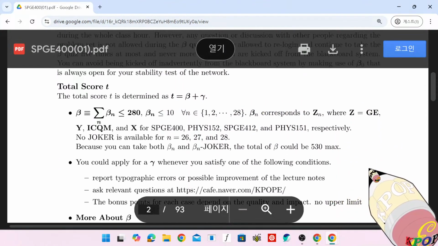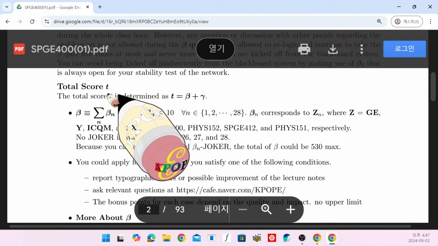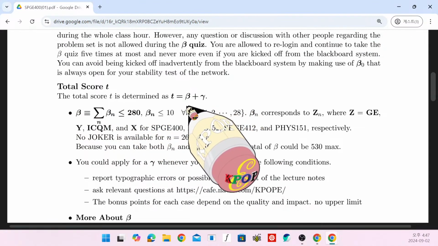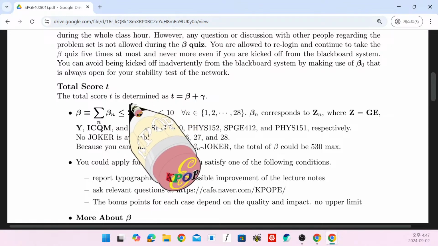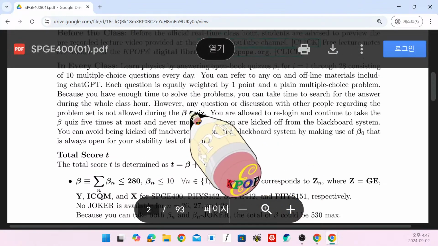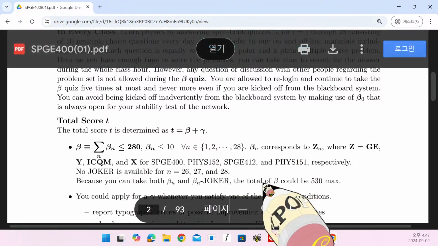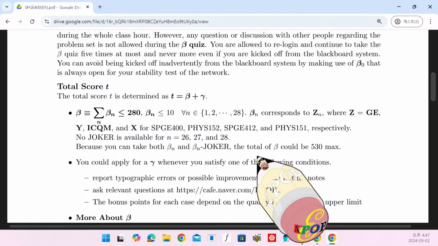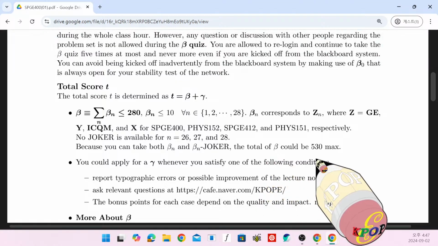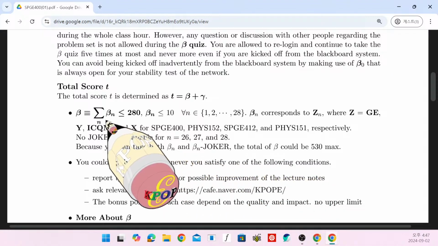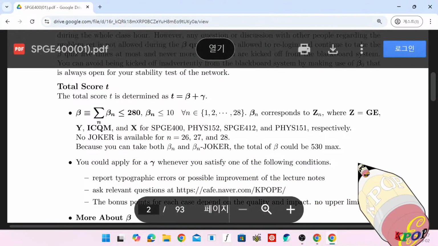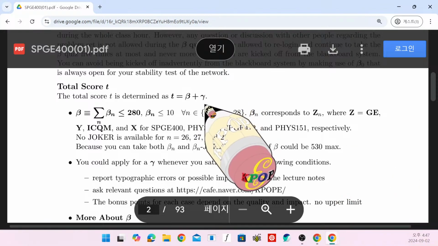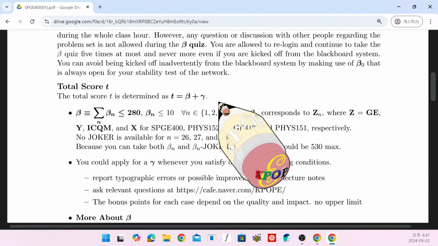All right. At the end of the day, you'll find the total score is beta plus gamma. Beta is accumulated by your beta quiz scores, and there is additional beta that is called beta joker. You can take them on the weekend. If I sum them all, the maximum value will be 530.